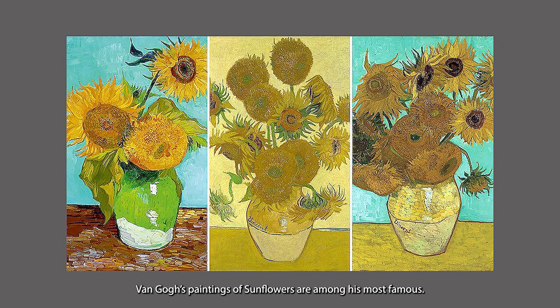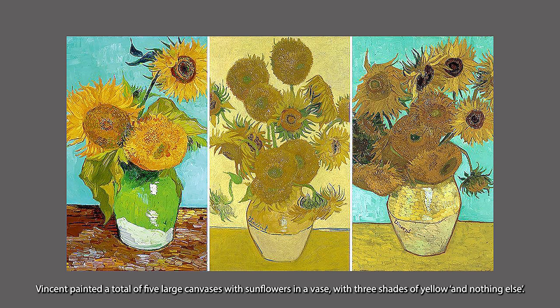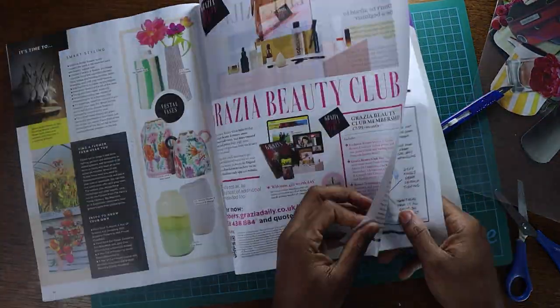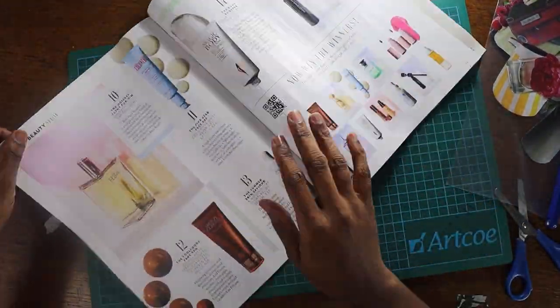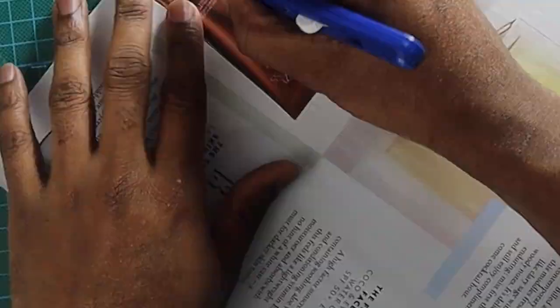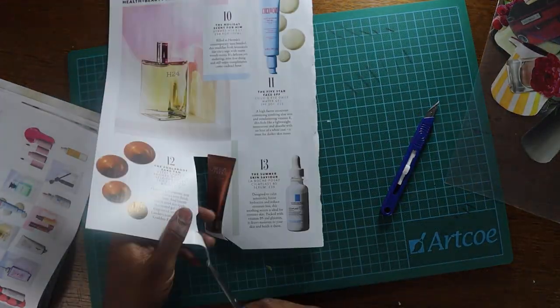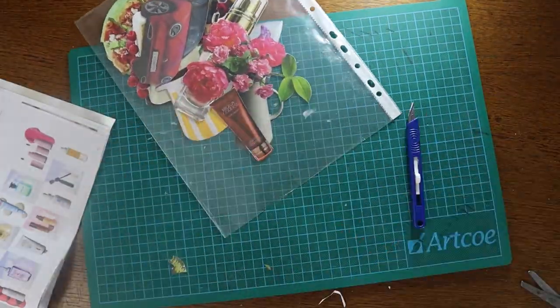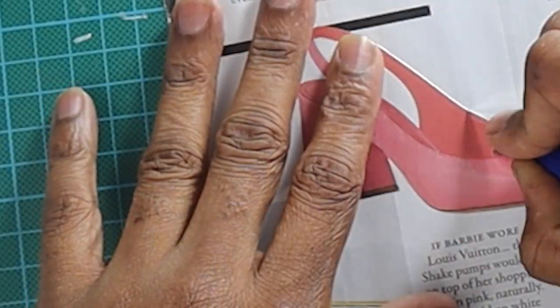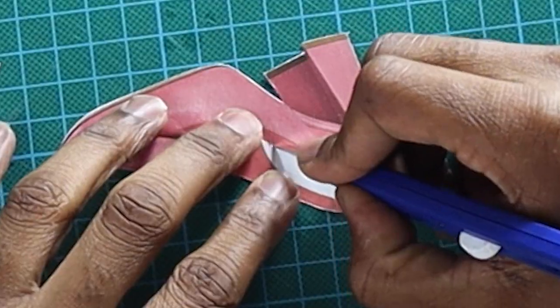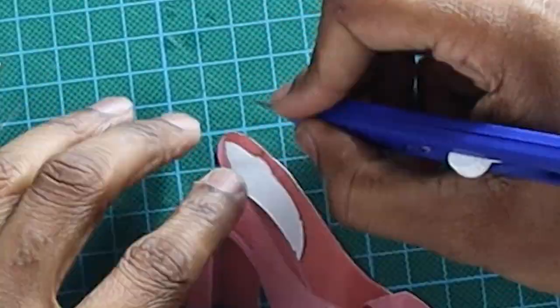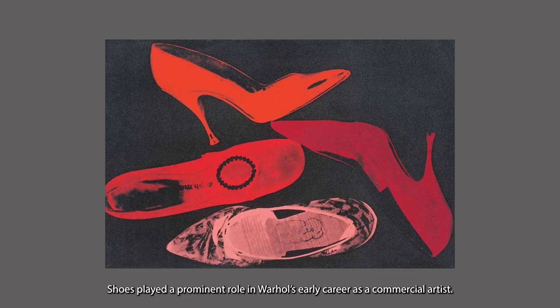Van Gogh's paintings of sunflowers are among his most famous works. Vincent painted a total of 5 large canvases with sunflowers in a vase, with 3 shapes of yellow and nothing else. Shoes played a prominent role in Andy Warhol's early career as a commercial artist.